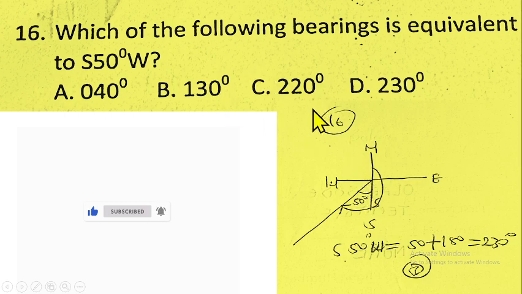To convert to 3-digit bearing, the angle is to be measured from the north down to the line here. So how do we get that? From here, from the north to the south here is 180, and we know that from here to here is 50. So therefore, from here to here will be 180 plus 50. So that will give us 230 degrees. So therefore, 50 degrees southwest is the same thing as 230 degrees in 3-digit bearing. So option D is the correct option for question number 16.